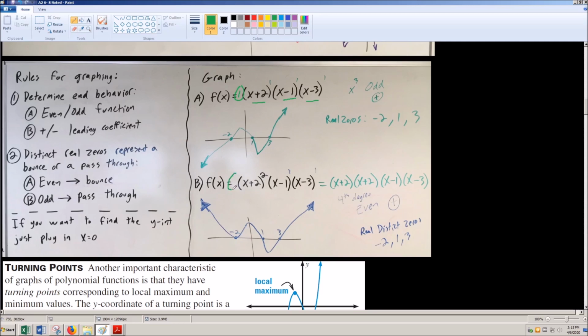Still has a 1 as its leading coefficient here, so it's going to be a positive even. I'm going to be going up to positive infinity on both ends as I go off. And here I'm going to cross at negative 2, 1, and 3. Now this crossing right here is going to be a bounce. So here I came down, I bounced right off, and then I'm going to come and pass through again, and I see I have my graph.